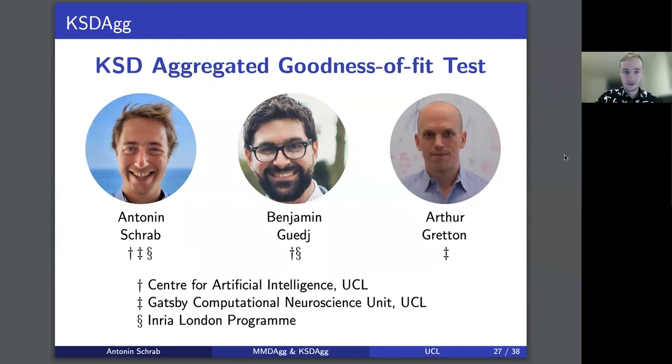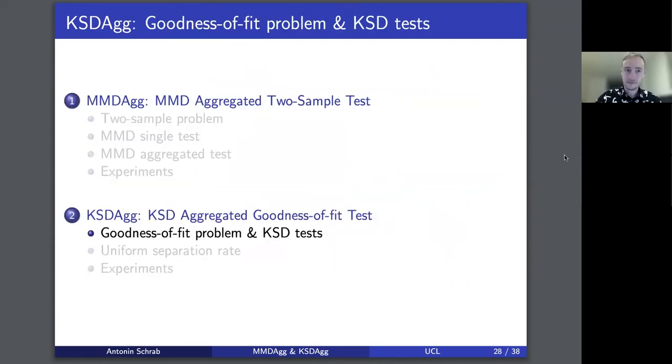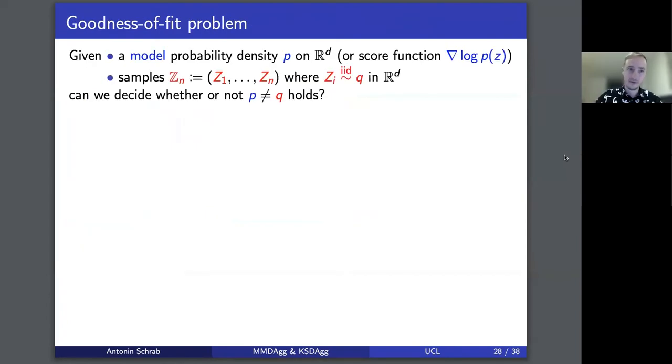So now we're done with MMD. So we'll talk about KSDAgg, which is a KSD aggregated goodness of fit test. And this is a paper that I've written with my two supervisors, Benjamin and Arthur. We'll introduce the goodness of fit problem and the KSD test. We'll look at uniform separation rates and have more experiments.